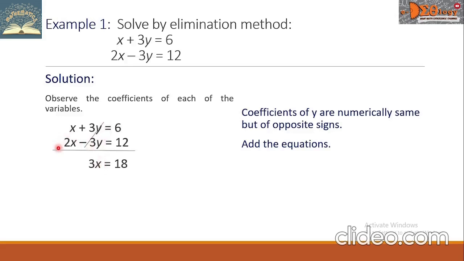Then x plus 2x is 3x equals 6 plus 12 is 18. And then we divide by 3, that is the coefficient of x, so that we will get the value of x equals 6, because 18 divided by 3 is 6. So we have now the value of x.